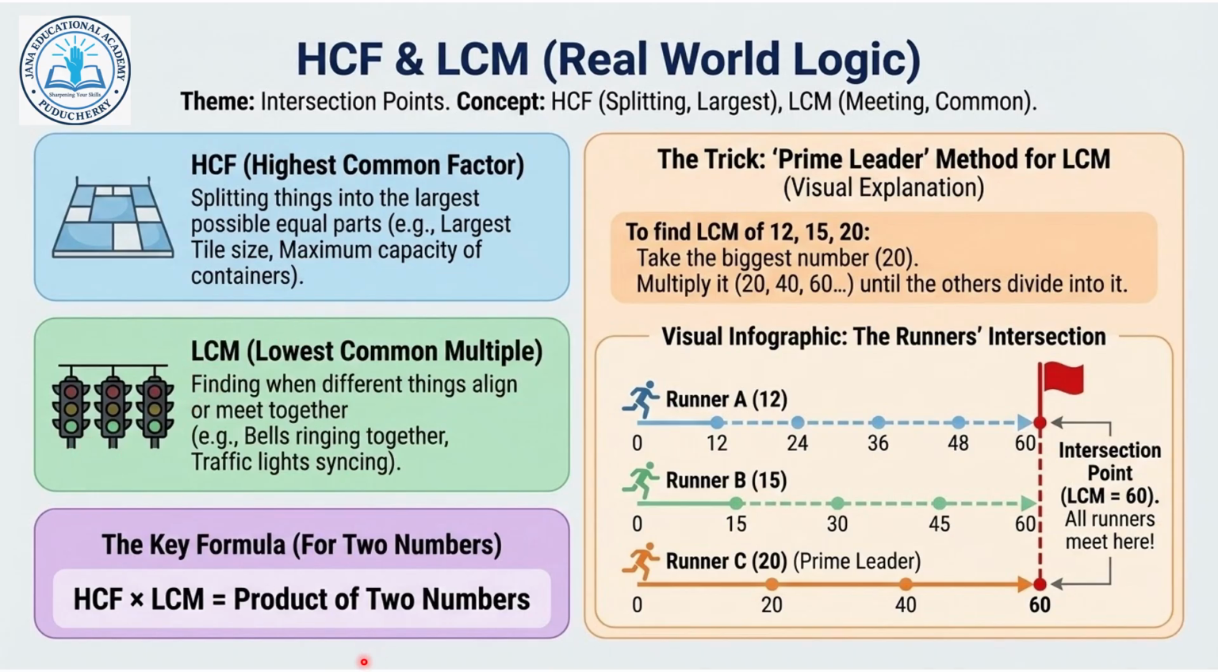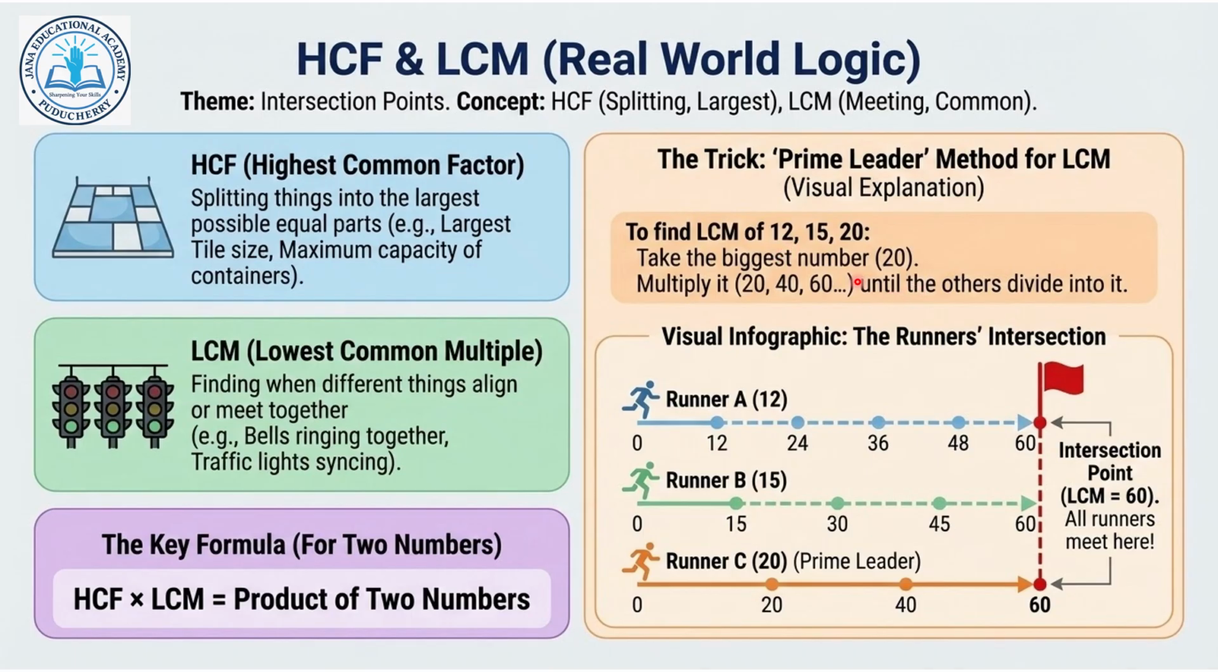The key formula for two numbers: when you multiply the highest common factor and the lowest common multiple, it is the product of the two numbers. The product of two numbers is nothing but the highest common factor times the lowest common multiple, right? The trick, a prime ladder method for LCM. Now in the question, to find the LCM of 12, 15, 20, right? LCM is the lowest common multiple. So take the biggest number here. What is the biggest number? The biggest number is 20, right? Now check whether 12 is divisible.